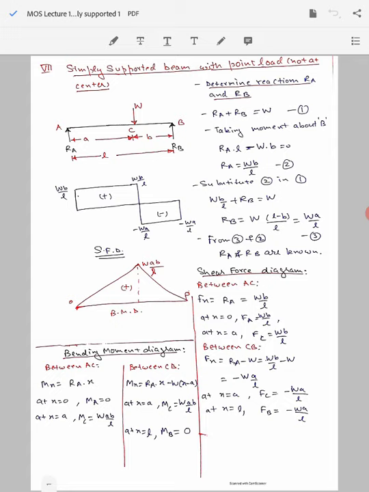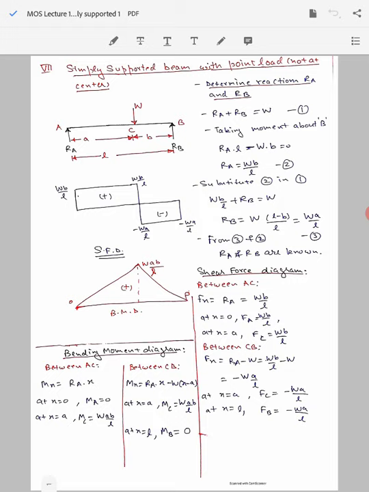But in case the load is not applied at the center but is off center, like in the case shown here, there is a point load of W magnitude applied at point C, which is at a distance small a from the end A and at a distance small b from the end B. So now this load is not at the center, so we need to determine the reactions of the support at point A and B, which we call RA and RB.